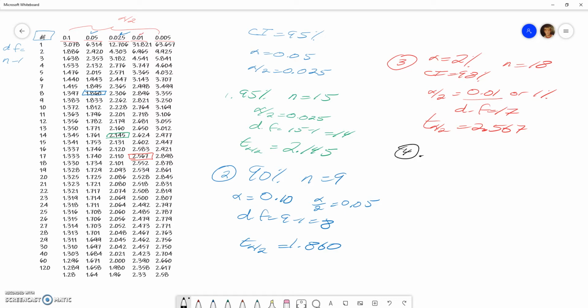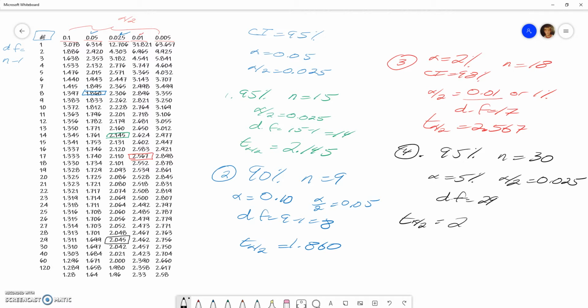The fourth example we have on the PowerPoint is a 95% confidence interval and sample size is 30. Alpha is 5%, half of alpha is 0.025 or 2.5%, and degrees of freedom would be 29. So the correct t-value would be using that middle column and 29 degrees of freedom, 2.045. There's the correct values we need.